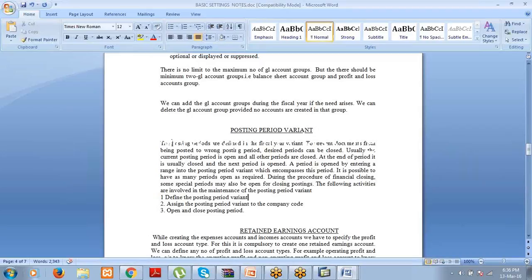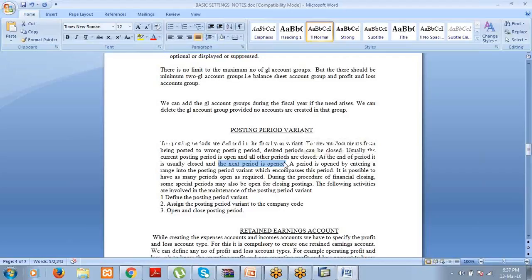See here, the posting periods are defined in the fiscal year variant. To prevent the documents from being posted to the wrong posting period, desired periods can be closed. Usually, the current posting period is open and all other periods are closed. At the end of the period, it is usually closed and the next period is opened. Means every month the user has to open the period, right? Suppose this is March. Once March is over, we have to open the April period. Unless you open the April period, on 1st April, nobody will be able to post the transactions.